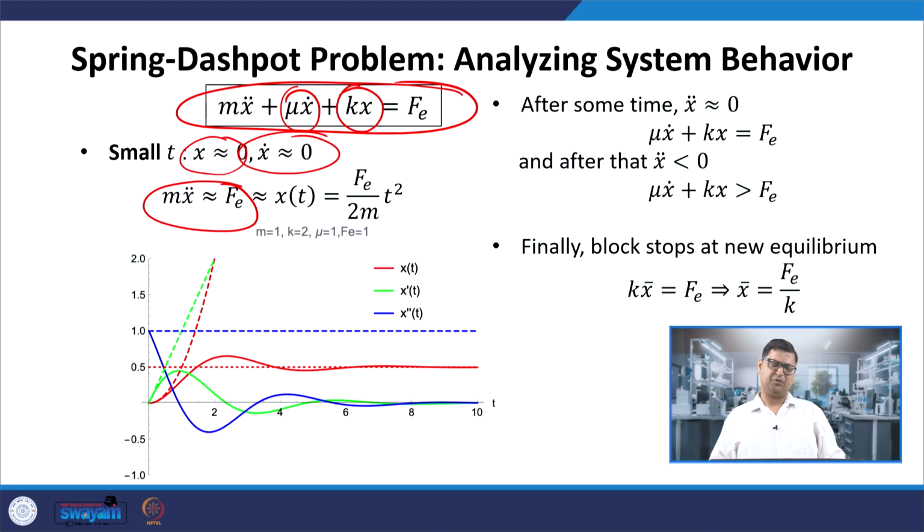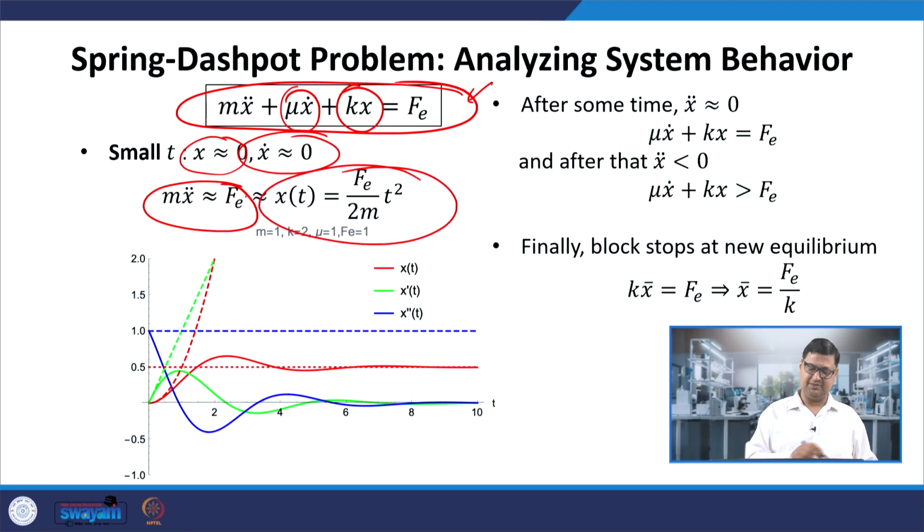So therefore I can approximate this entire equation by only the first term, and that is easier to solve without doing all the mathematics, and we can get an estimate that my x goes like F_e by 2m t square, a quadratic equation, right. And if I do that, I can still estimate the initial position and initial velocity and how it is changing with time, right. So what I am doing here is showing these dashed lines.